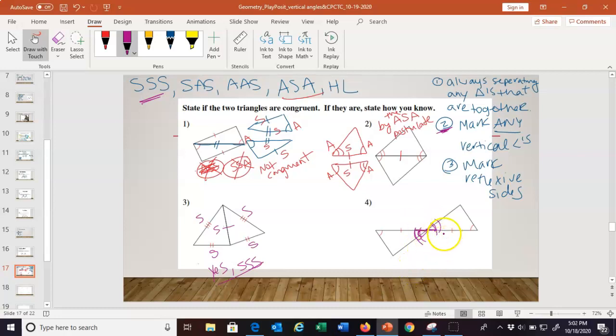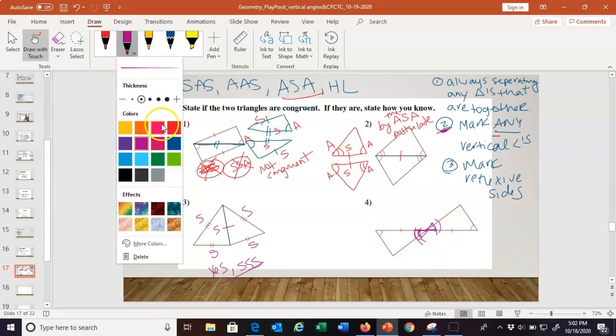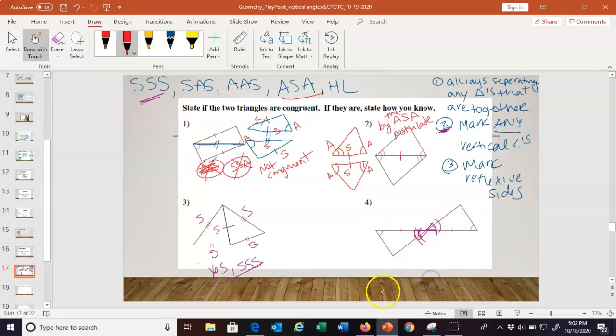So I'm going to mark those with 2 tick marks because 1 tick was already taken. You are allowed to add that marking because we know for sure that vertical angles are equal no matter what their measure is. So let's label it. We have angle, side, angle, angle, oops, it's down here, side, angle.